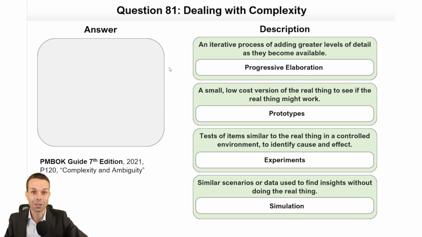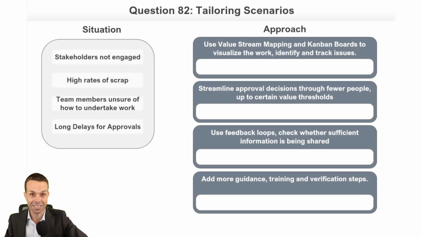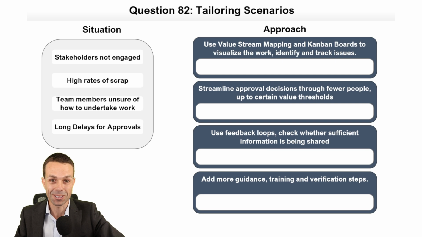But also one of my favorite things is we got that correct. How did you go with that one? Dealing with complexity on page 120 in the PMBOK Guide 7th edition. What a wonderful start to this little section.